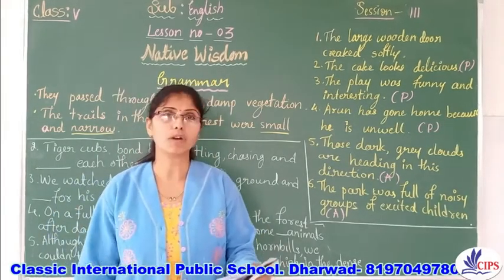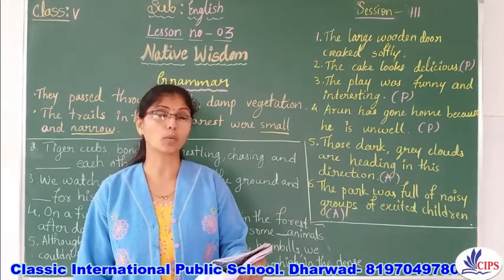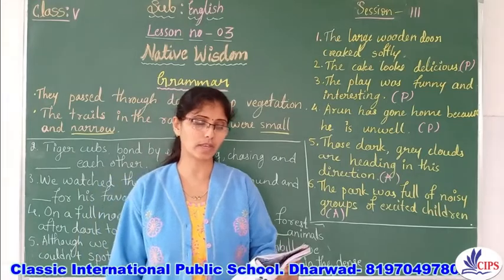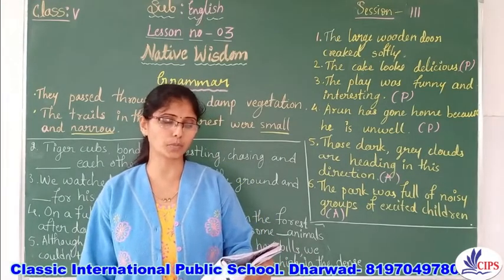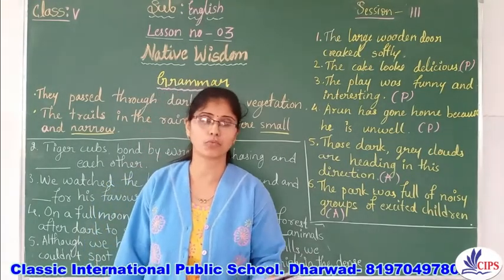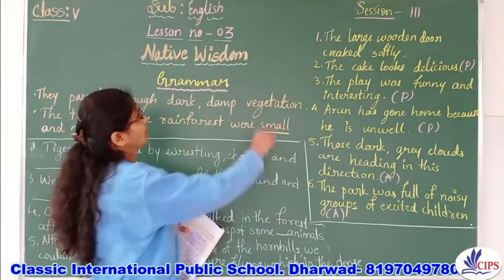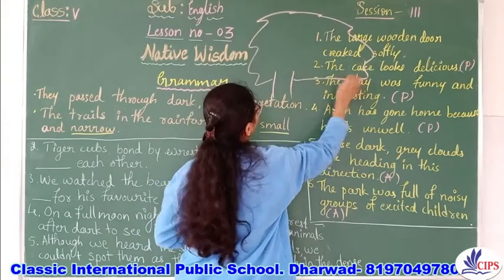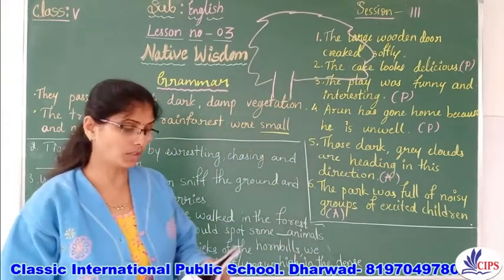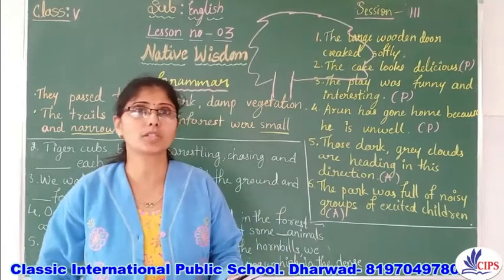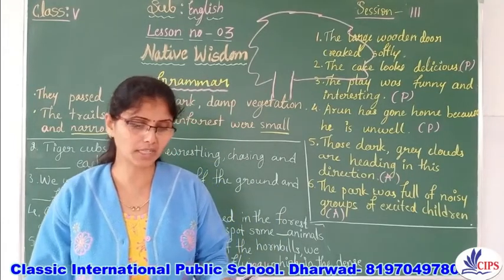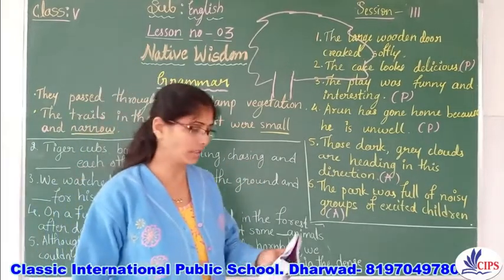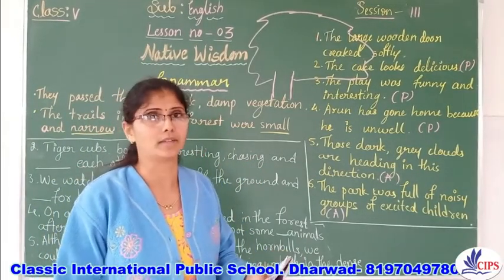Okay, children, observe the first word, canopy. The uppermost branches and leaves of trees which spread out like a roof. This is called canopy. Think of a tree that spreads out like this. Roof means, you know, ceiling. Getting it, children? That is called canopy.